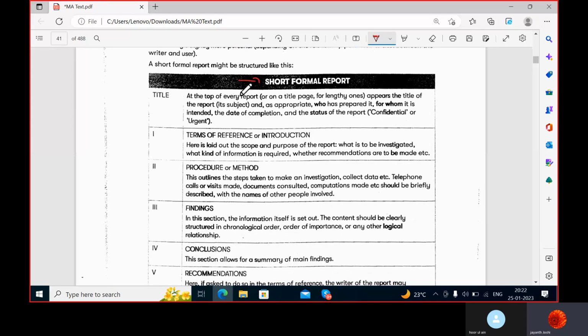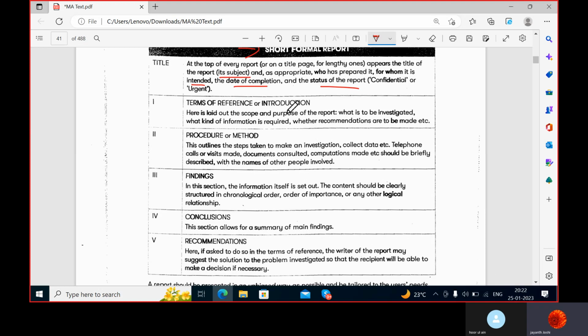So, short formal report. Here it is: title. At the top of every report appears the title of the report, of course, to give an idea about what the report is all about. That is nothing but its subject. What does the report say, what is the report on, for what purpose has it been prepared, and who is it intended for? And when is the date of completion of the report, and the status of the report: confidential or urgent? Terms of reference or introduction.